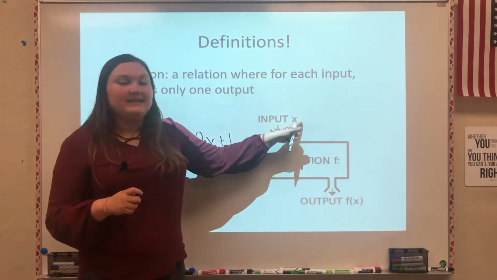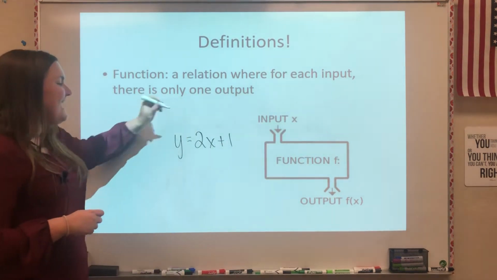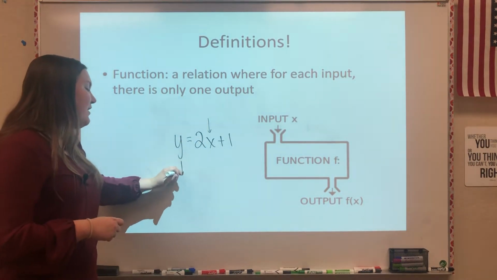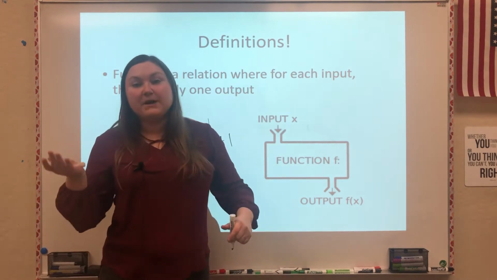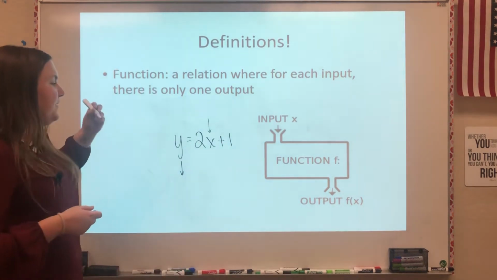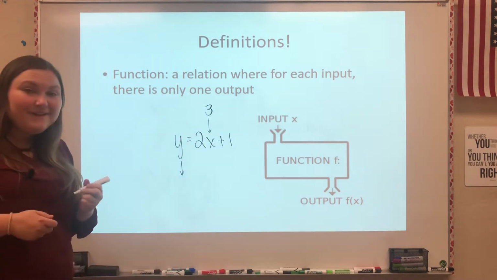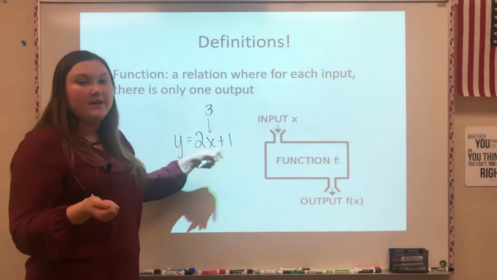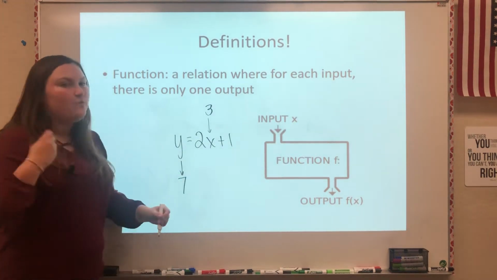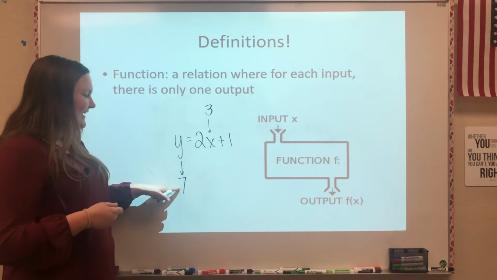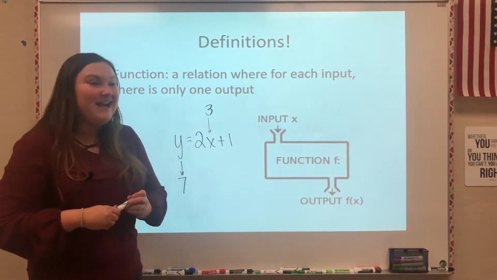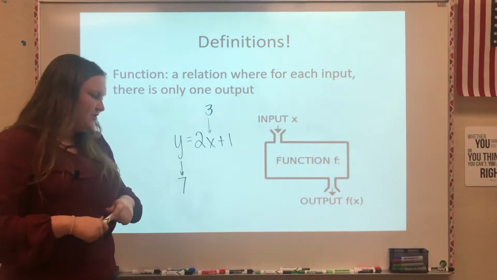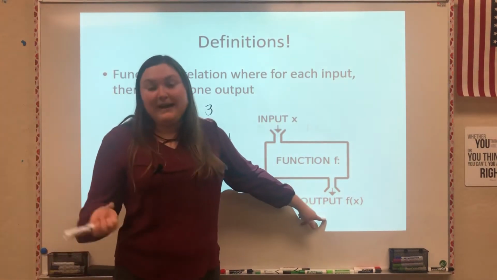Your input is x. And what this is saying is I can put any number here for x, and I should only get one output. I should only get one number for y. So for example, I might put the number 3 here for x. If I do that, 2 times 3 is 6. 6 plus 1 is 7. There's only one number that comes out of it. There's only one answer. It's the number 7, not 7 or 3 or 10. You're not getting a bunch of different options. You're only getting one option or one output.